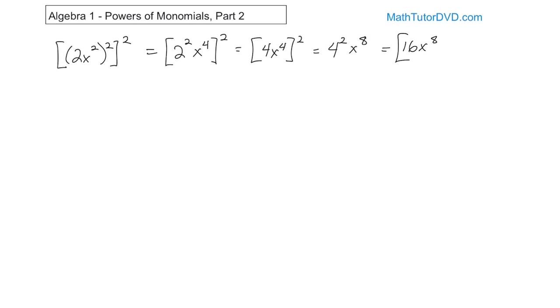That's the final answer. So if you ever see something raised to a power and then raised to another power, you just have to go to the innermost thing, do that first, figure out what that final answer is, and then do the outer exponentiation, and you're going to get the right answer every time. So make sure you understand that. Solve this problem for yourself, and then follow me on to the next lesson where we're going to continue and conclude our discussion of powers of monomials.